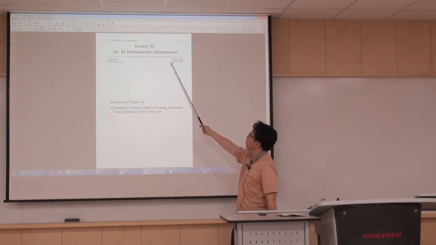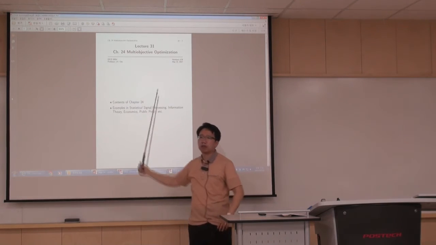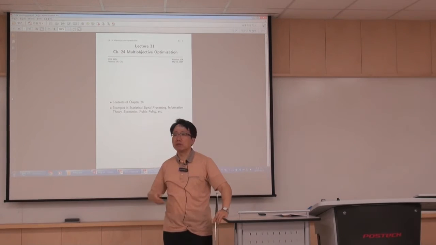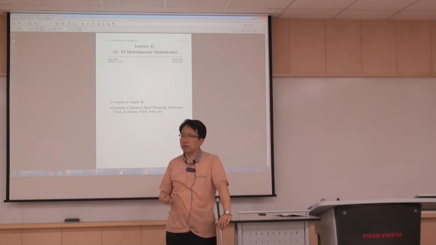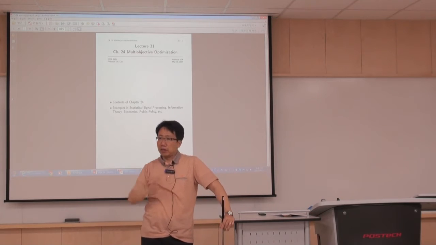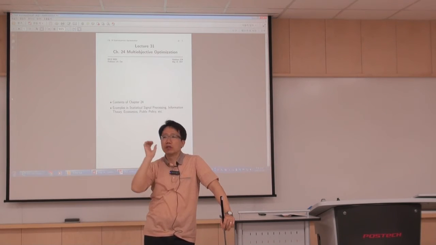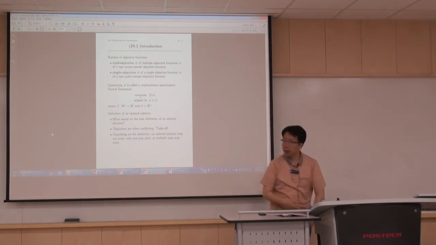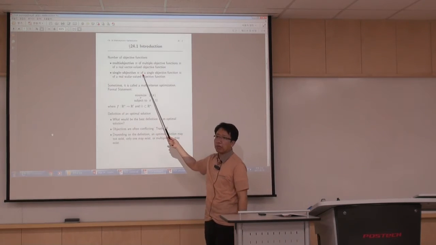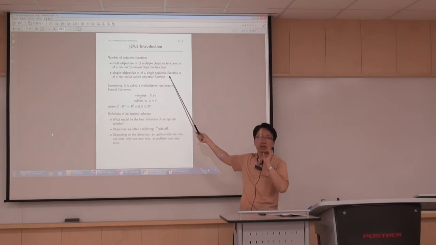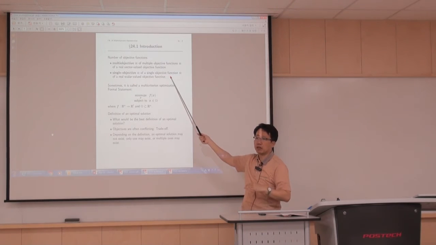The title is Multi-Objective Optimization, and this chapter number is the chapter number of the 4th edition. This is newly added compared to the 1st edition. When I was taught using the 1st edition, there was no chapter like that. At that time, the entire textbook was dedicated to so-called single objective optimization. Single objective optimization means that you have a single scalar-valued, actually real-valued, objective function to be maximized or minimized.